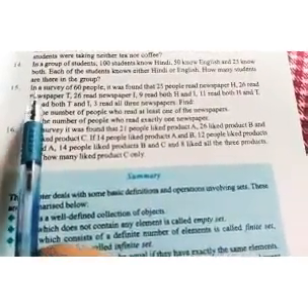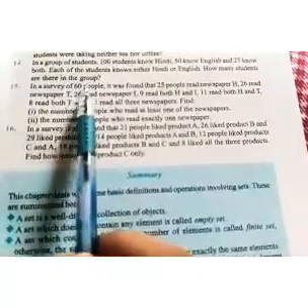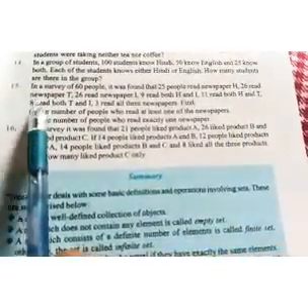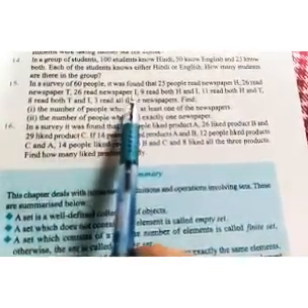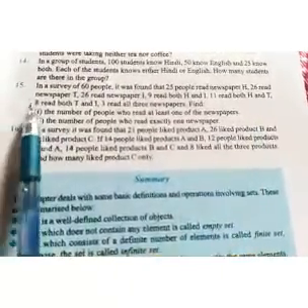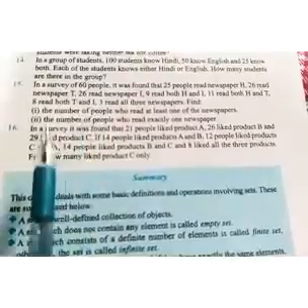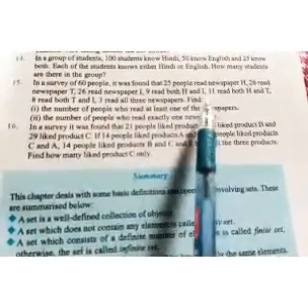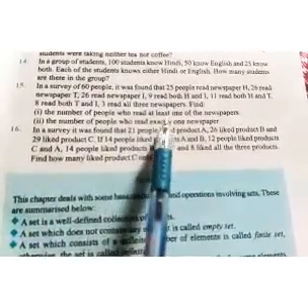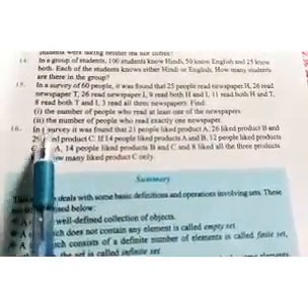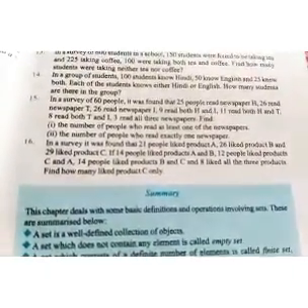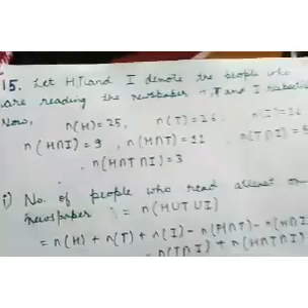Question number 15 from the miscellaneous exercise. In a survey of 60 people, it was found that 25 people read newspaper H, 26 read newspaper T, and 26 read newspaper I. 9 read both H and I, 11 read both H and T, 8 read both T and I. 3 read all the newspapers, and we have to find two parts. First is the number of people who read at least one newspaper, and second is the number of people who read exactly one newspaper. So let us see how we will solve this question.